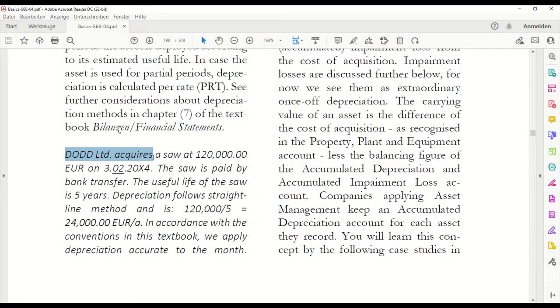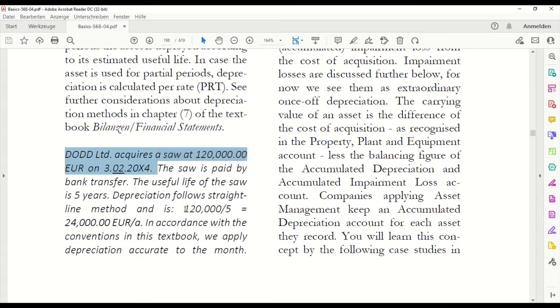I cover the case study DODD Limited, which is discussed in chapter 17 of my textbook. The company DODD Limited buys a saw which costs them 120,000 euros, and the date of acquisition is the 3rd of February in 2004. For this case study, no value tax applies. But we have to be aware that the acquisition takes place in February, which means the company can only deploy this saw for 11 months in 2004. From 2005 onwards, it will be 12 months per year.